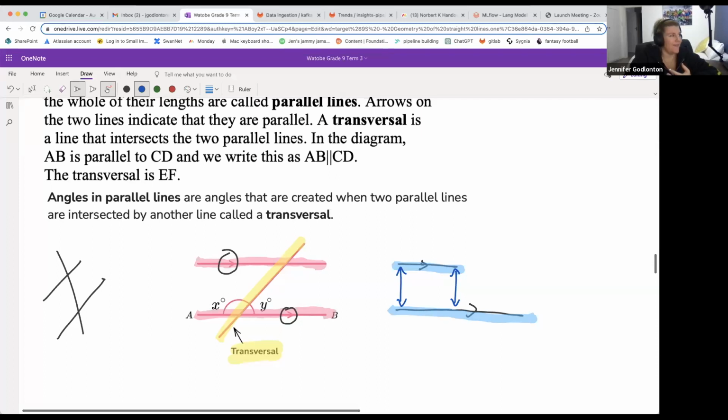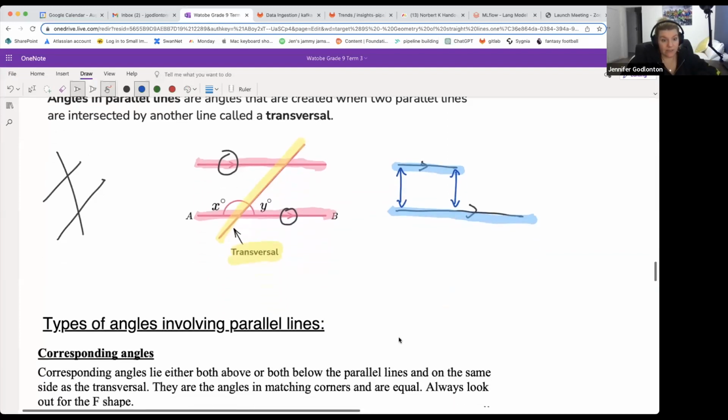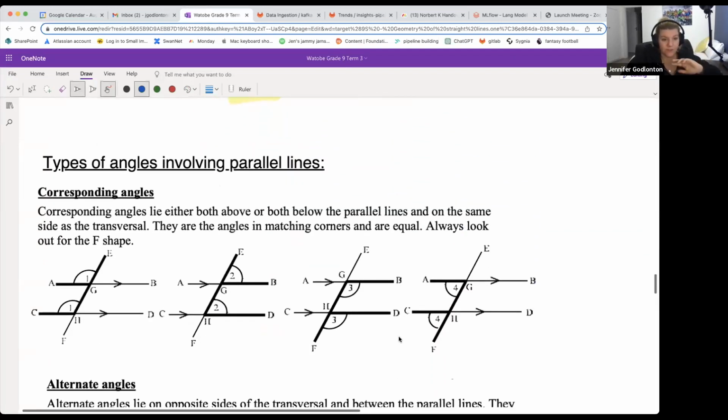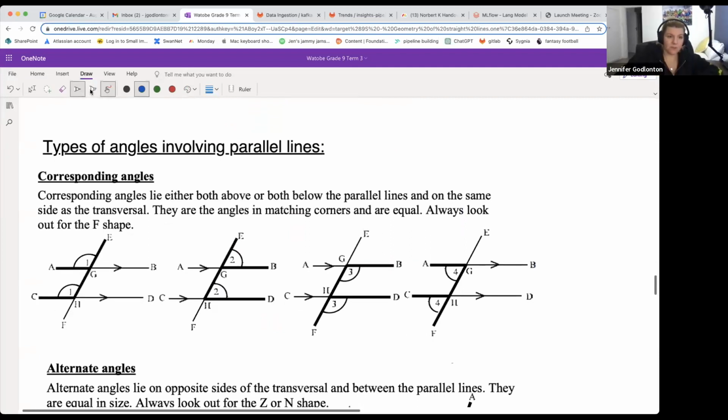Okay, let's have a look at what this transversal line does when it is in play. So we land up with these three different situations. The first one, I'm just going to show you over here: here's my one parallel line, here's my other parallel line, here's my transversal. It creates the letter F. In this case, that F is just upside down and the wrong way around. There's my one parallel line, my other parallel line, and my transversal.